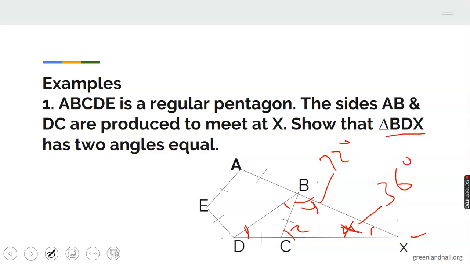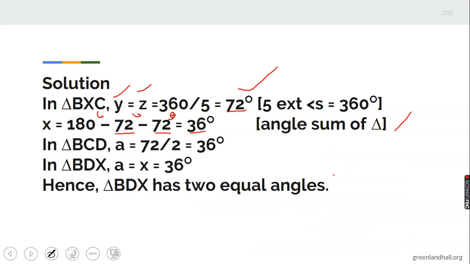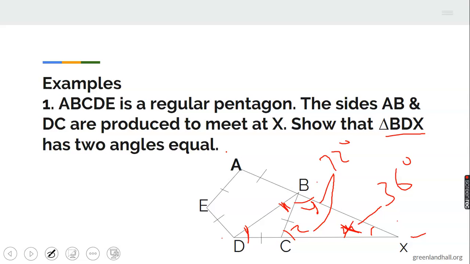It's now remaining for me to get these two. And I know that these two add up to 72, because this one too is 72, an exterior angle. So in order for me to get them, I will divide this 72 by 2. I will get 36. So this angle here is A, it's equal to this one, A. So it's 36 each, and this one is already 36. So it has two angles that are 36. So I've proved that it has two equal angles, 36 each.